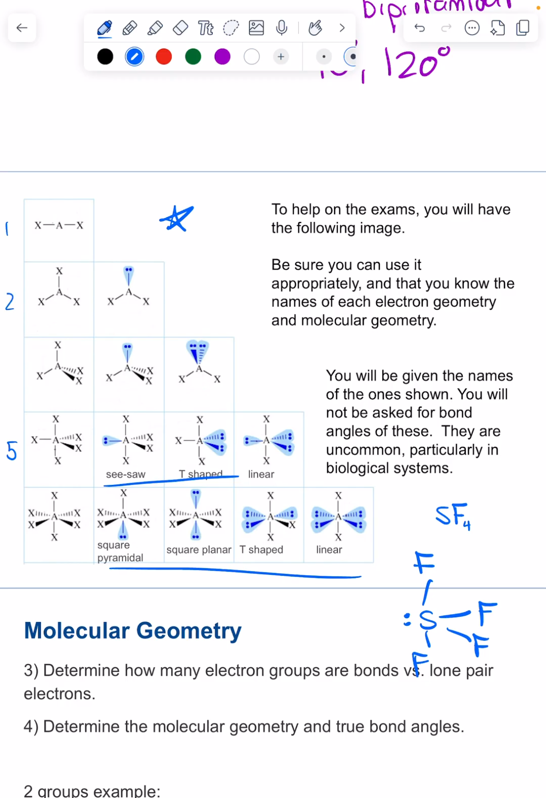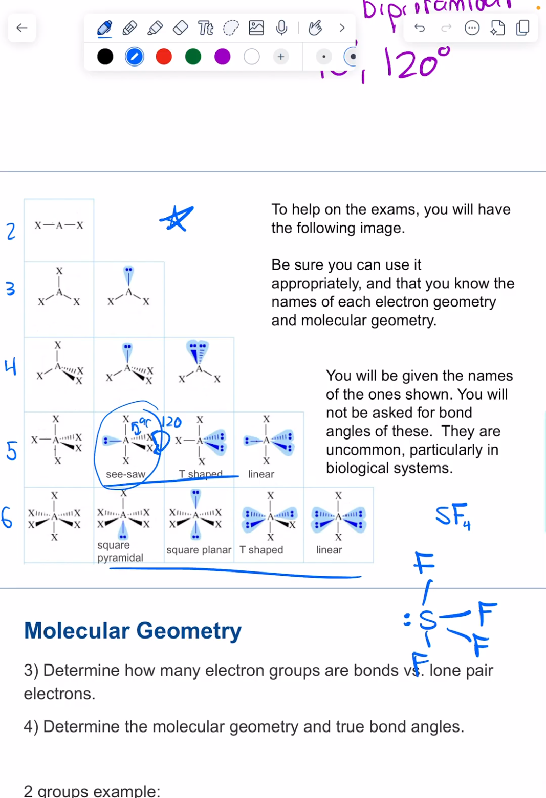This is 1, 2, 3. Oh, that is messed up. 2, 3, 4, 5, and 6 groups. And then I'm going to look at the one that has 4 of them as bonds and 1 of them is a lone pair. So now I know that the name is Seesaw. Now, I don't give you the angles for these, right? You're going to need to know that the angle here between these two is 120, and then these are 90.